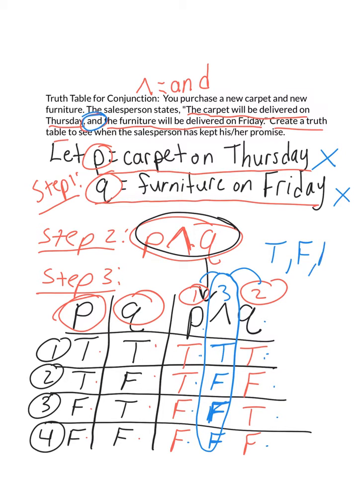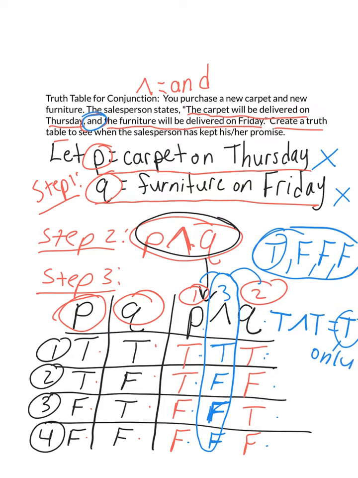T, F, F, and F would be the final answers. What this means for us here on out is every single time you see an up arrow, an and arrow, in a more complicated truth table, the only time you get an answer of true is if that up arrow is surrounded by two T's. So true and another true gives you a true. So this is the only time we get an answer of true.